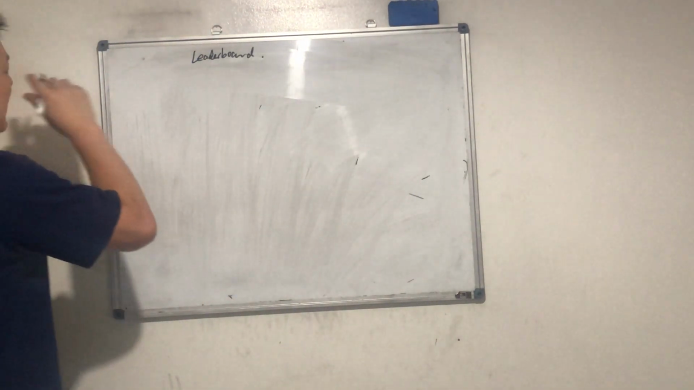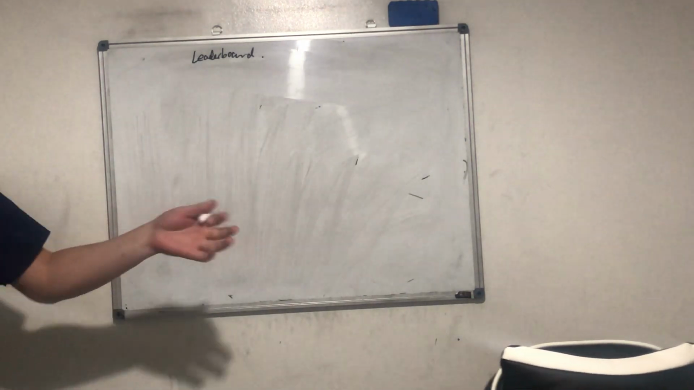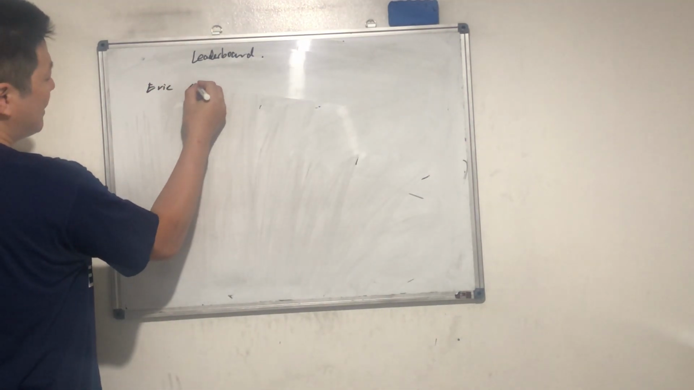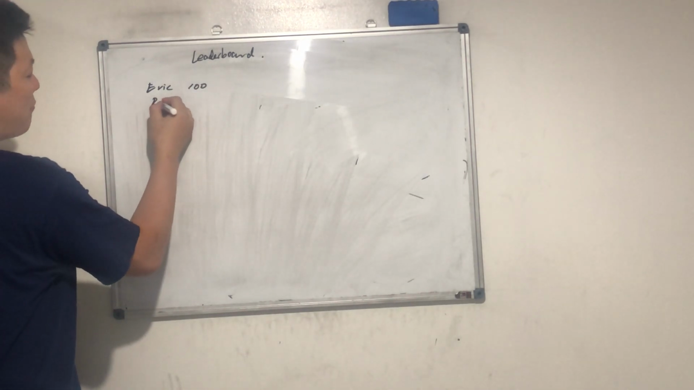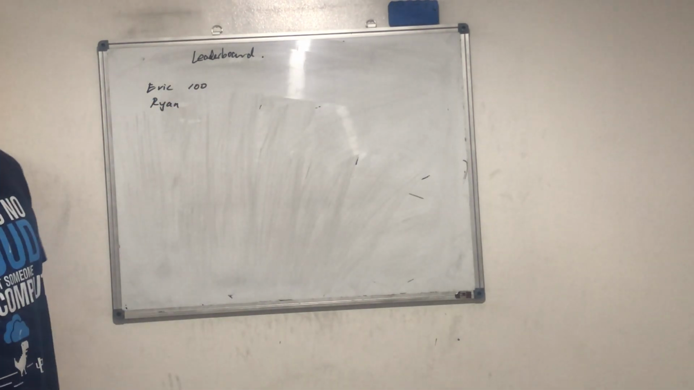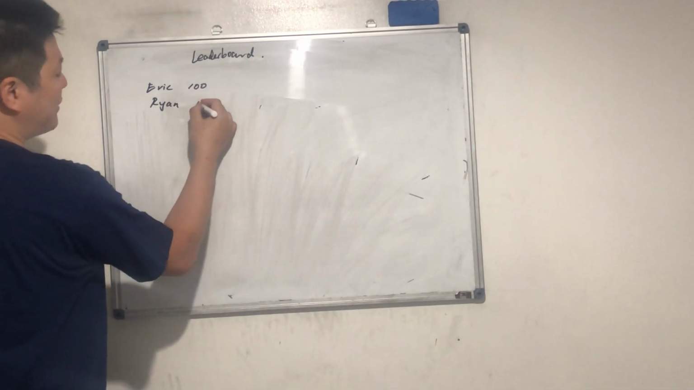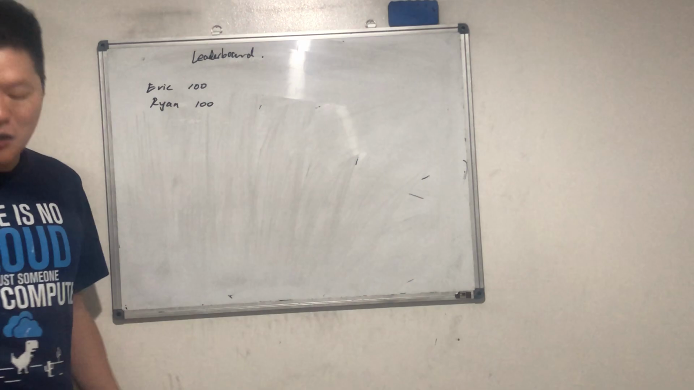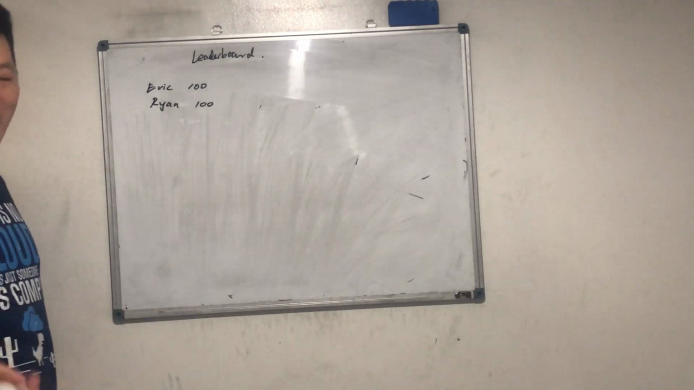So let's say you're doing an exam and you got the scores. For example, Eric, you got 100. And then Ryan, how many points do you want? Okay, let's put it at 100. From 0 to 100, 100 is the maximum.